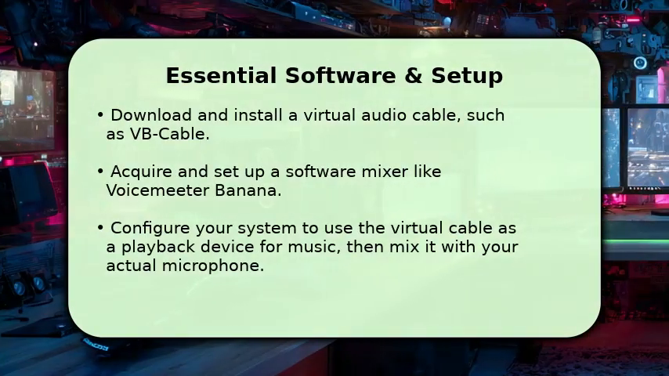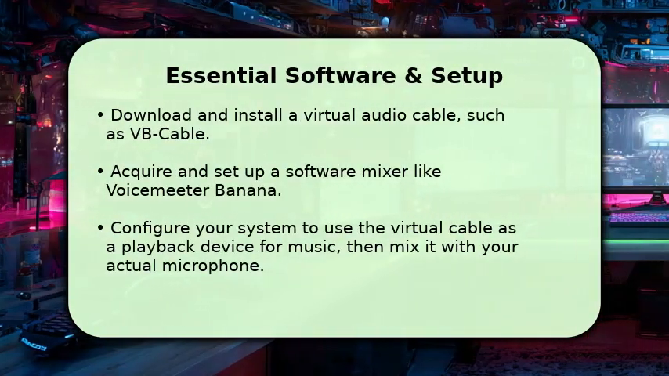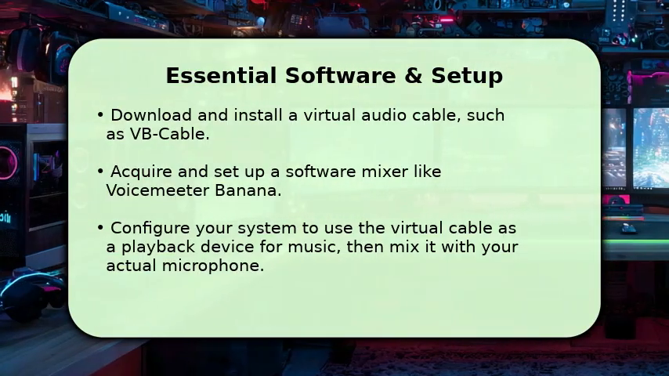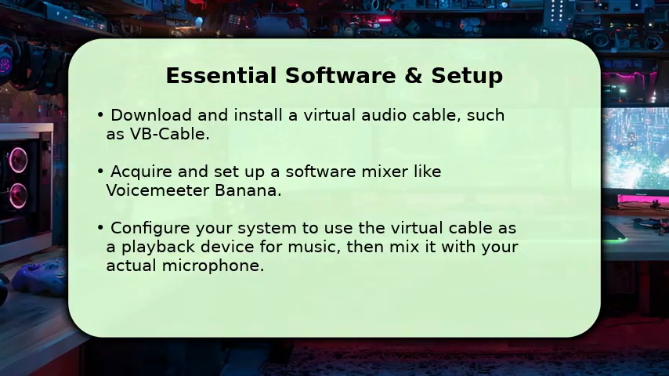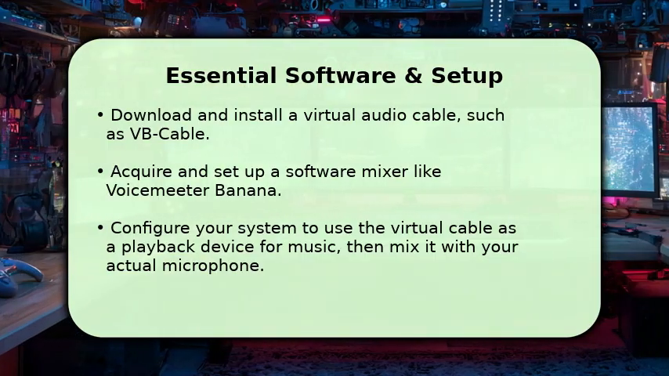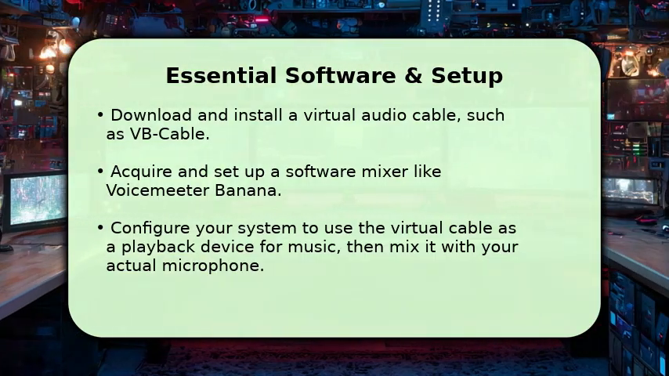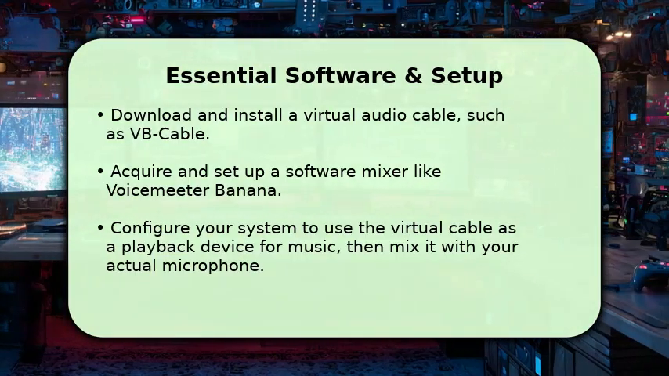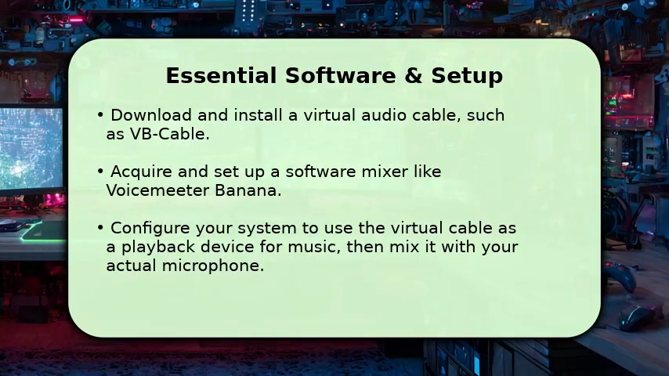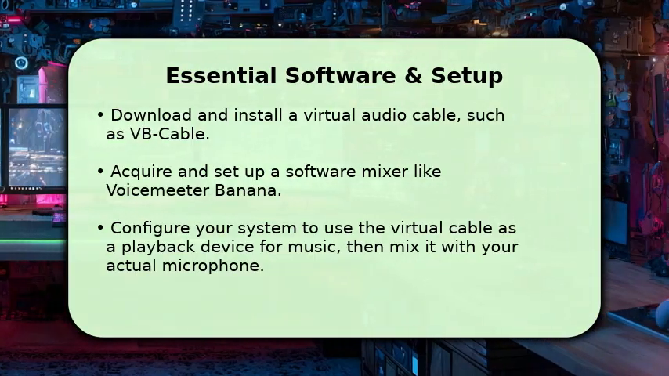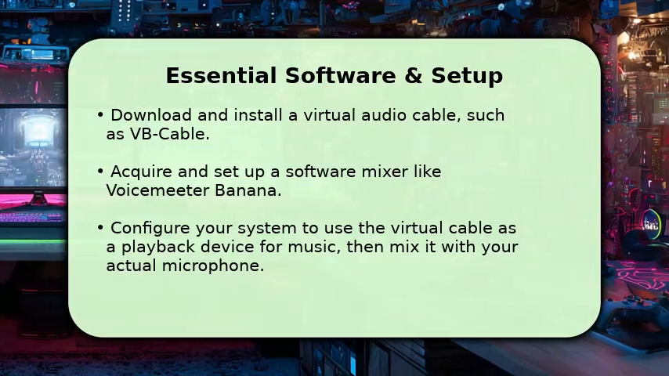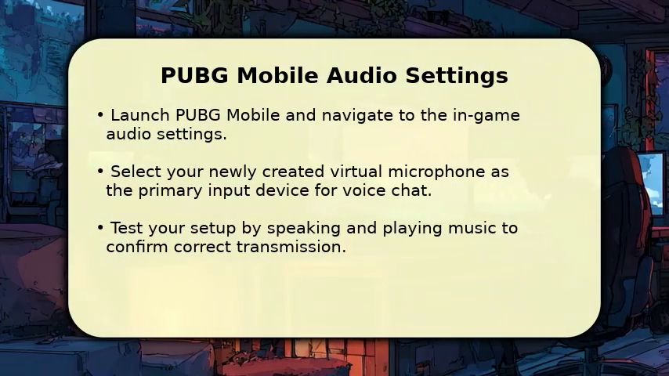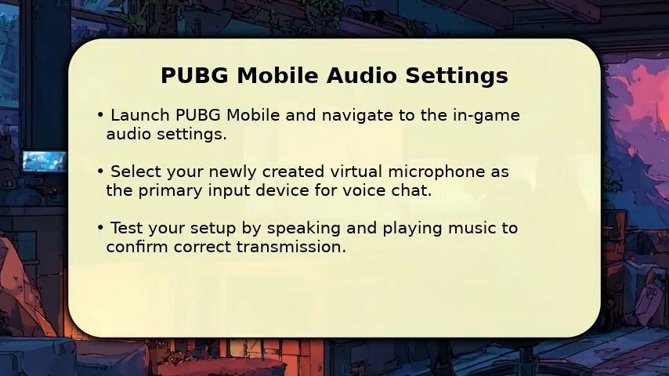First, you'll need to download and install a virtual audio cable, like VB Cable, and a software mixer, such as Voicemeeter Banana. These tools create virtual audio devices on your computer. Configure the virtual cable as your playback device for music, and then use Voicemeeter to mix that audio with your actual microphone. This setup allows you to control both your voice and music levels independently, ensuring a balanced sound experience for everyone. Once your software is configured, launch PUBG Mobile.